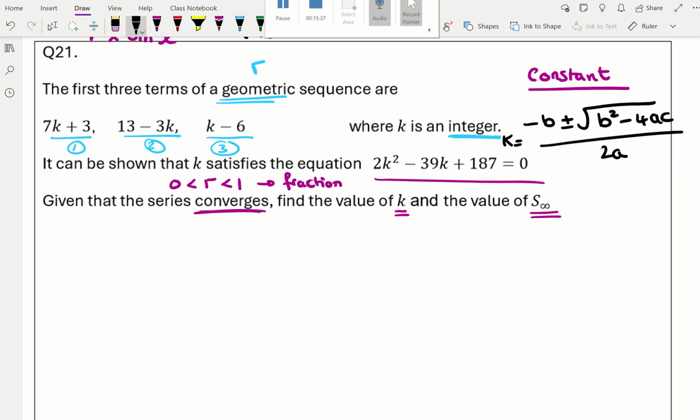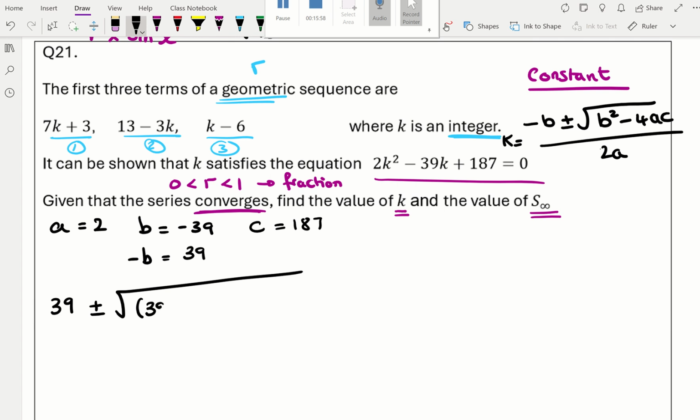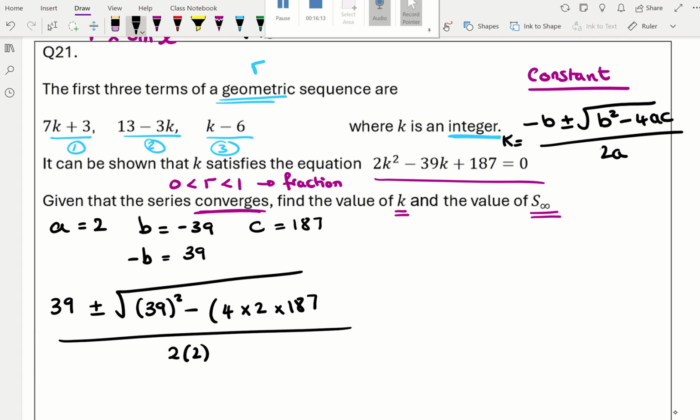So minus b, so let's put a is 2, b is negative 39, so negative b is positive 39. And c is 187. So your workings should be 39 plus or minus the square root of 39 squared. It doesn't matter if you put negative 39, but when you square it, it will become positive anyway. Minus 4 times a times c, divided by 2 times 2, 2a. You could put 2 times 2, or you could put 4. It doesn't matter. That's good workings.